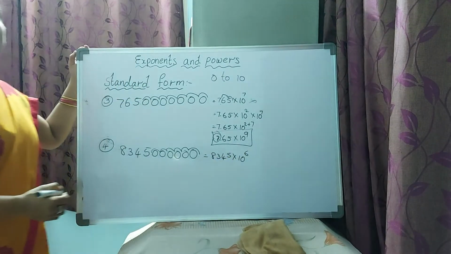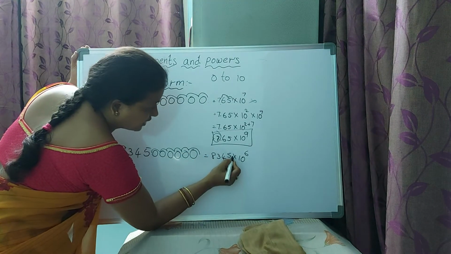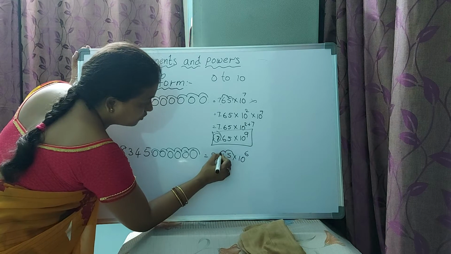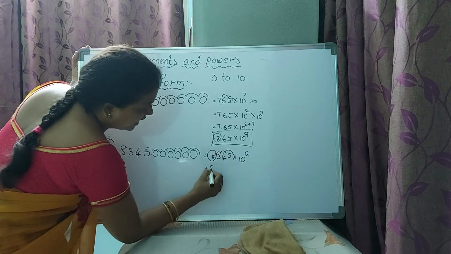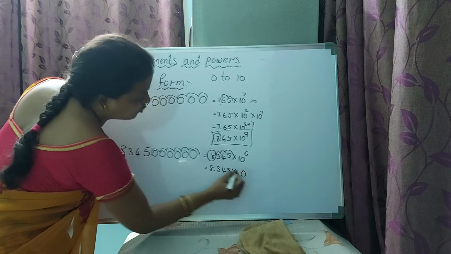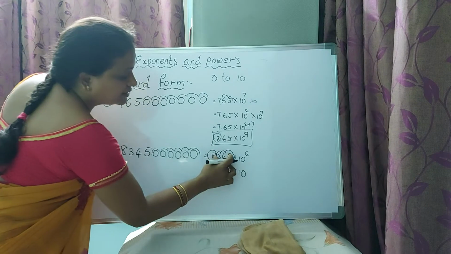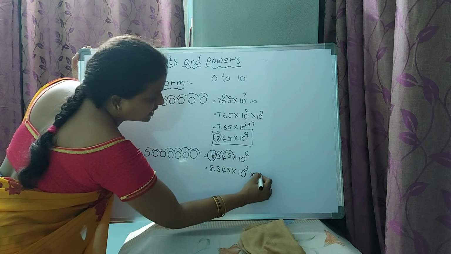Is it a standard form? No, it is not a standard form. So the point is now here. Again you have to jump. How many times? 3 times, because only this number should come. 8.345 into 10 to the power of how many jumps we moved to the left? 3 jumps. So write 3. Already 10 to the power of 6 is there.